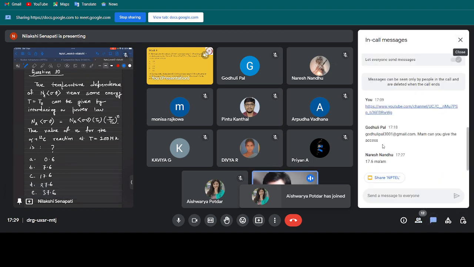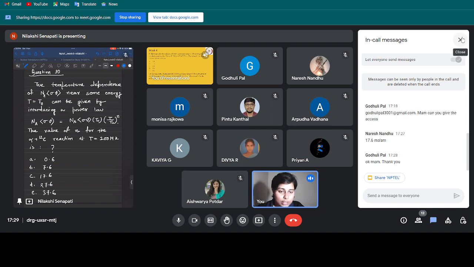Okay, all right. Naresh Nandu has answered that it is 17.6, and I think he or she was telling about this answer just now by unmuting. But yes, she is absolutely correct that it is 17.6. Can you please explain how you have solved this to your friends?